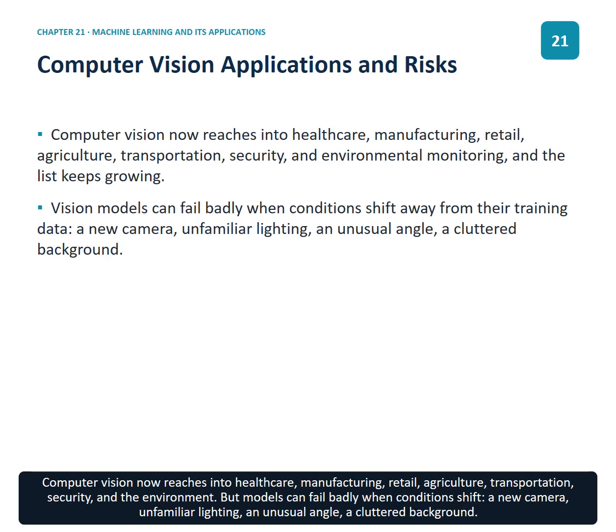Computer vision now reaches into healthcare, manufacturing, retail, agriculture, transportation, security, and the environment. But models can fail badly when conditions shift: a new camera, unfamiliar lighting, an unusual angle, a cluttered background.